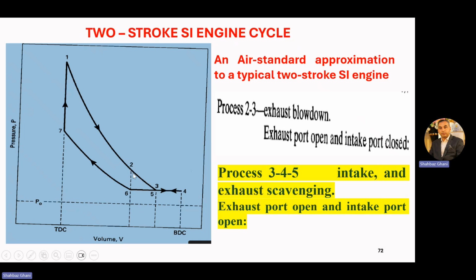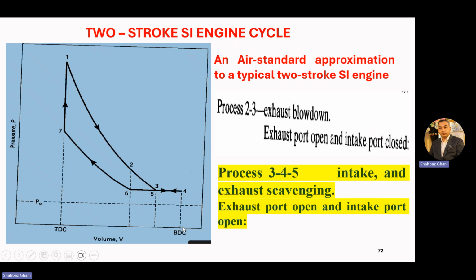Exhaust gases are leaving in this process from 2 to 3, and processes 3 to 4 and 4 to 5 are intake and exhaust sequencing. Now, when the piston reaches point 3, it starts uncovering the inlet port. So the fresh air-fuel mixture is coming in up till point 4, when the piston reaches BDC. The intake port is open, and the exhaust port is already open. So the fresh air-fuel mixture is coming in, and exhaust gases are leaving the cylinder.